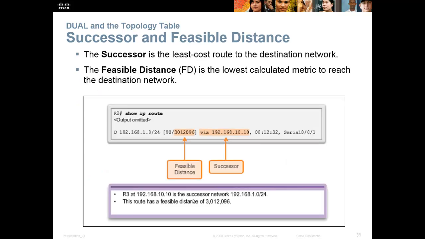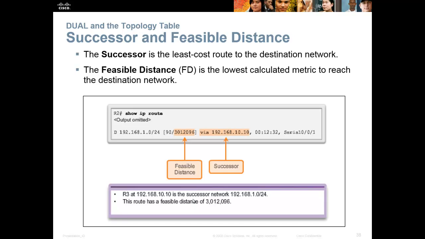All right, now here's where it gets weird. The successor is your primary route. So that's what Cisco calls it. So if you go to the topology table, and you see there's one successor. The successor is the best path to the destination. And the successor has a feasible distance, which is the lowest calculated metric to reach that destination.